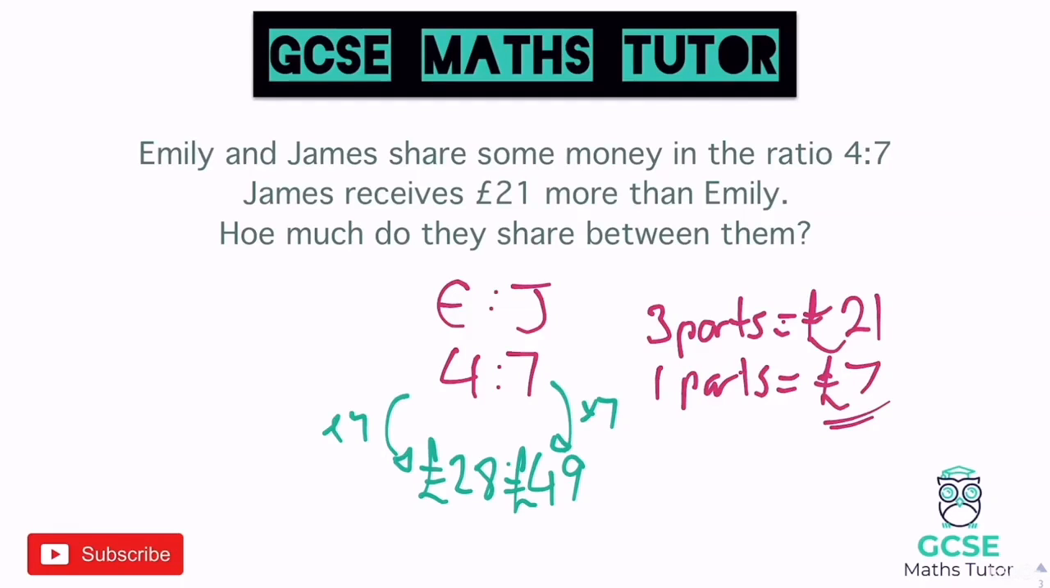It says how much do they share between them. So if we can add these together, it gives us the total amount. So 49 plus 28 gives us 7 and 7, so £77. There we go, so they share £77 between them.